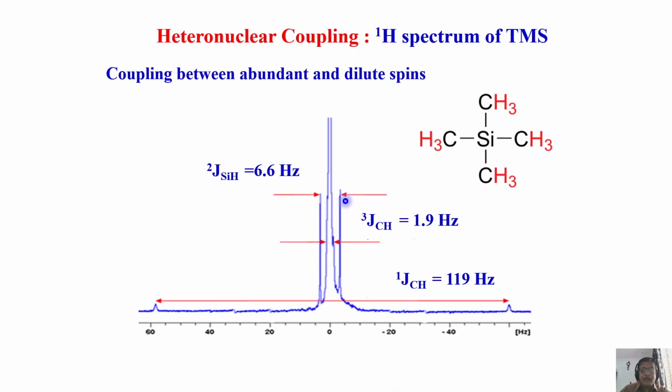This peak and this peak, which is about 6 Hz separation, is silicon proton coupling. It is 1 and 2 bond coupling. So 1 bond CH coupling is 110 Hz, and 2 bond silicon proton coupling is 6.6 Hz.